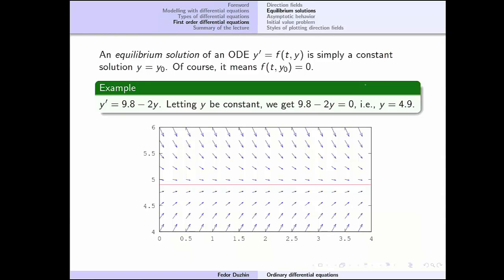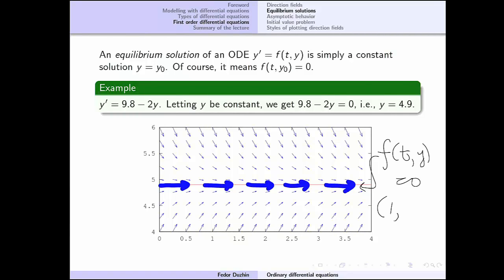So geometrically, in the direction field, it means that there will be a whole line where all the arrows are exactly horizontal, right? All the arrows of the direction field along this line are exactly horizontal, because here the right-hand side of the differential equation is 0. Since it is 0, all these vectors along this line are just (1, 0).